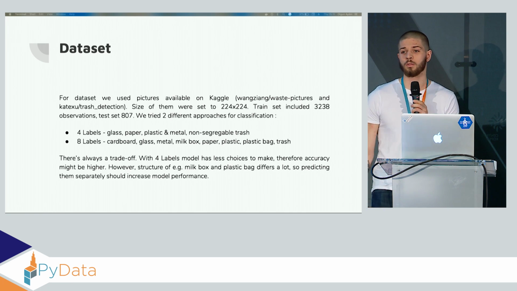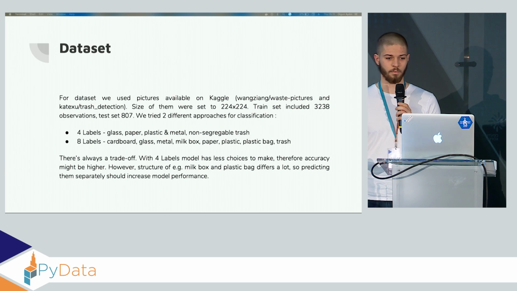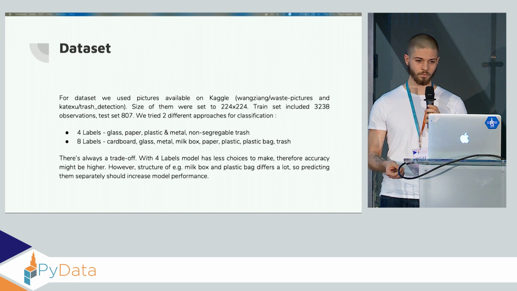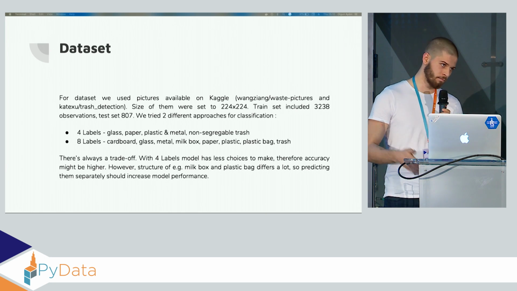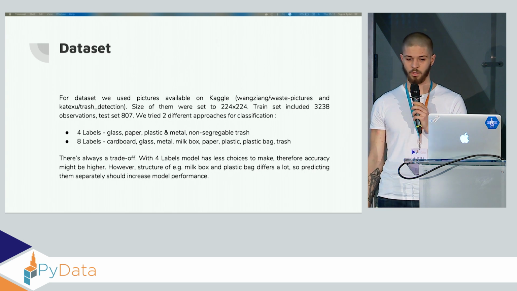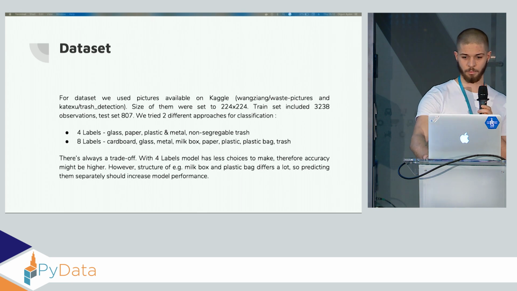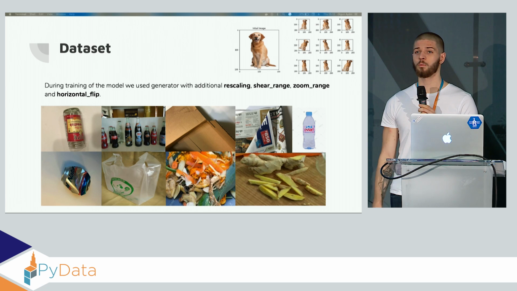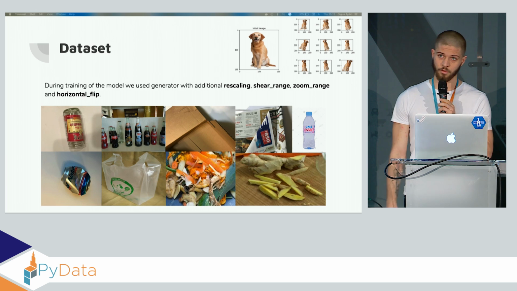We should remember that there is always a trade-off. With 4 labels, we have fewer labels, so the model will have a smaller chance to make bad predictions, and the accuracy should be higher. But on the other hand, using 8 labels, the model performance might be better because the model will understand the structure of each object in a better way. So those are examples of the pictures that we used. You can see there are different ones.